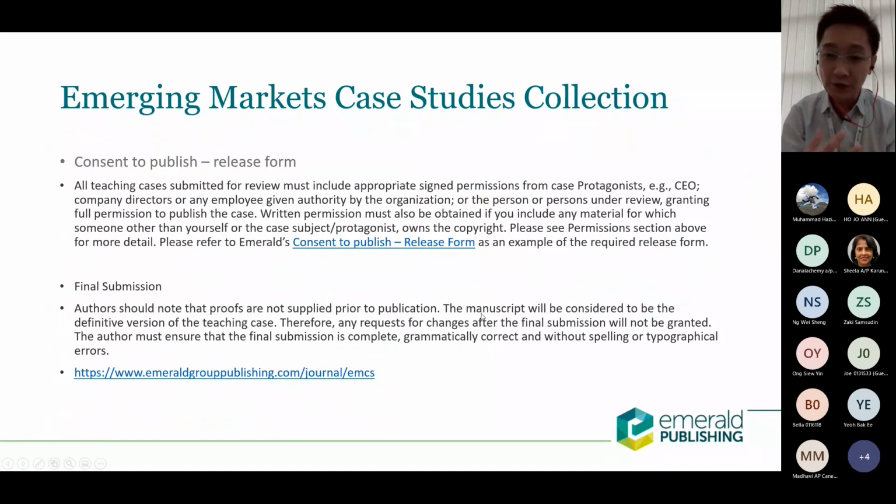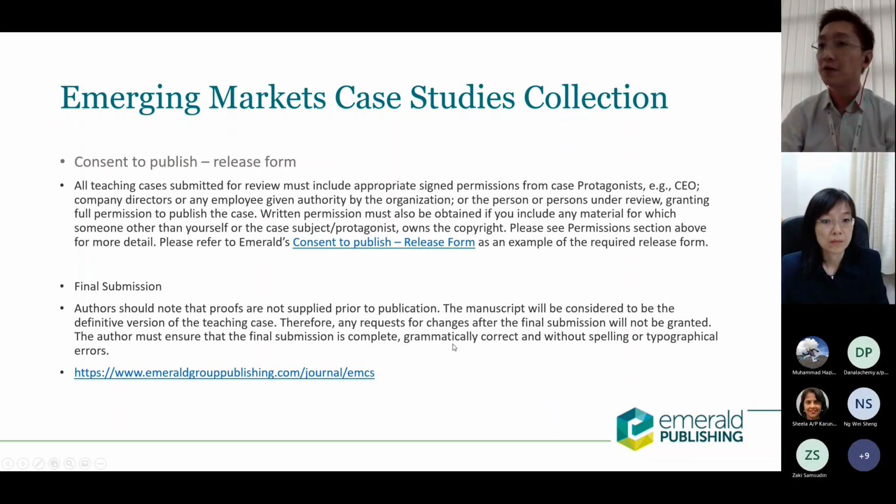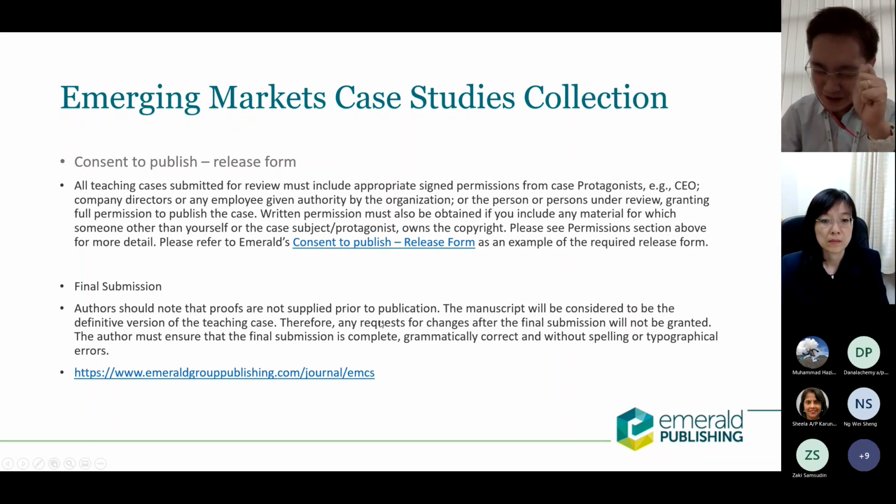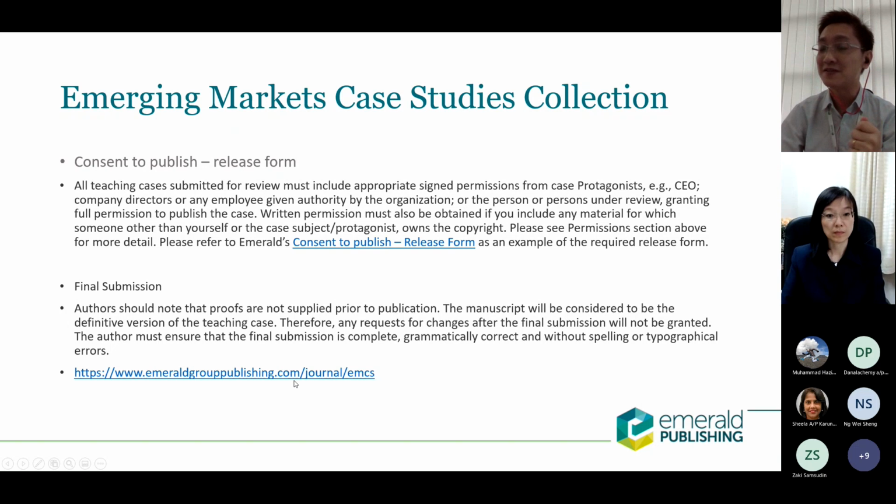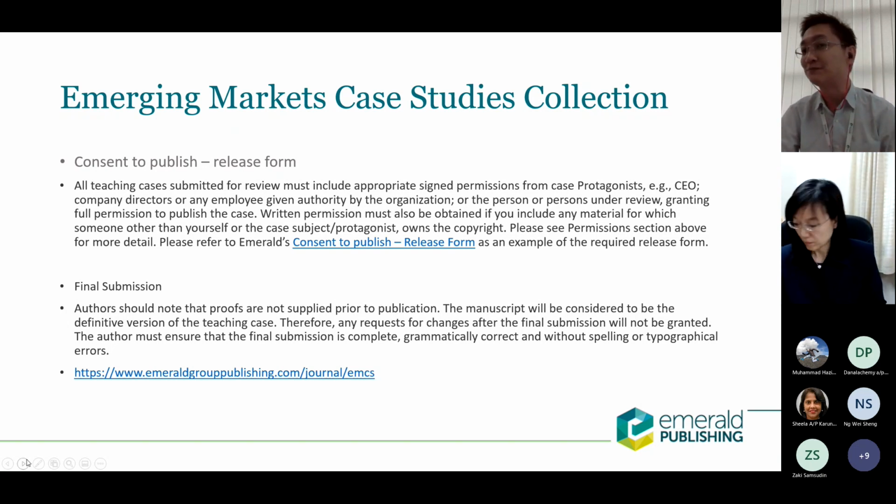So if you're wondering, do we need to have a consent form in EMCS? Yes, we do need a consent form to be signed by the counterpart, by the case that you're actually writing about. If you're writing on secondary data, then you can reach out to your dean or your university level so that they can sign on behalf, right? So the consent forms and the final submissions. Before you submit, what do you need to do? What is the checklist that you need to check before your final submission? All this is actually available here.